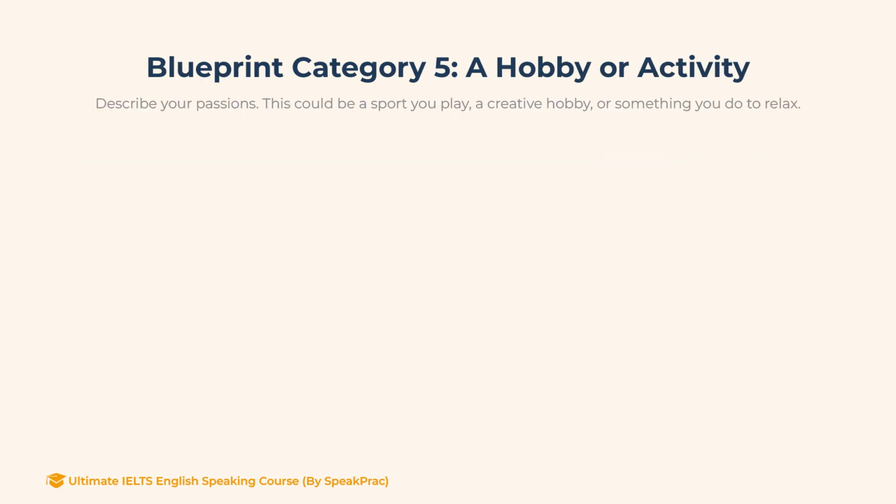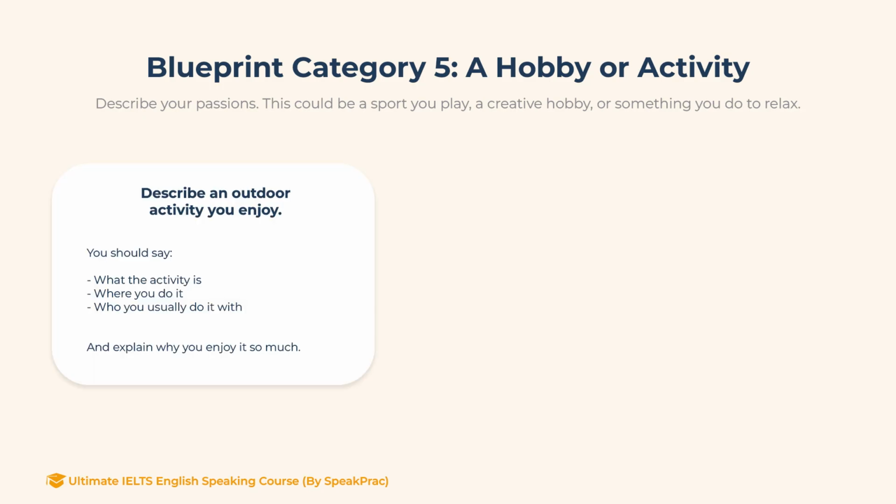Blueprint Category 5: a hobby or activity. This is another favorite for IELTS examiners because it lets you talk about your passions. This could be a sport you play, a creative hobby, or something you do to relax. Let's look at a typical IELTS Speaking Part 2 cue card for this category. Describe an outdoor activity you enjoy. You should say what the activity is, where you do it, who you usually do it with, and explain why you enjoy it so much.